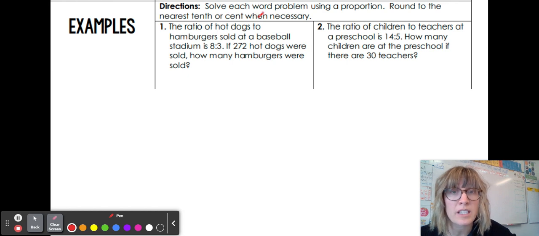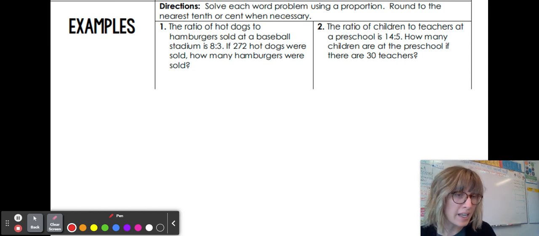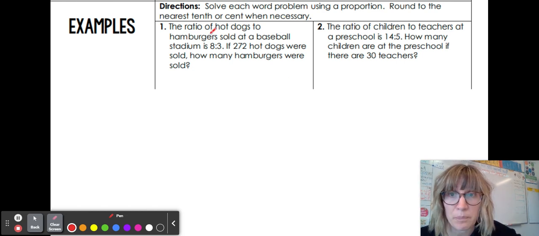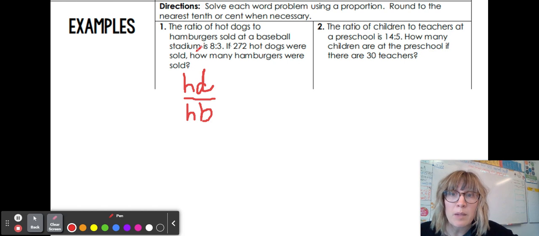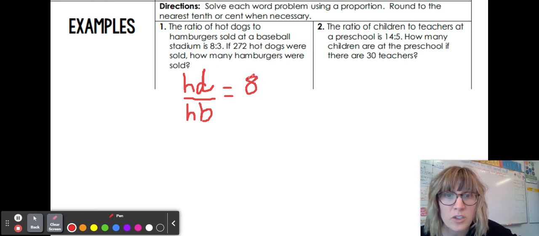So in this example here, we're going to solve each word problem using a proportion. If we need to, we're going to round to the nearest tenth or the nearest cent. So we know that we have the ratio of hot dogs to hamburgers, HBs, sold at a baseball stadium is an 8-to-3 ratio. Okay, so this is what we're given.